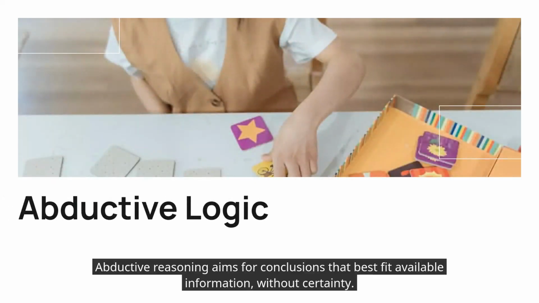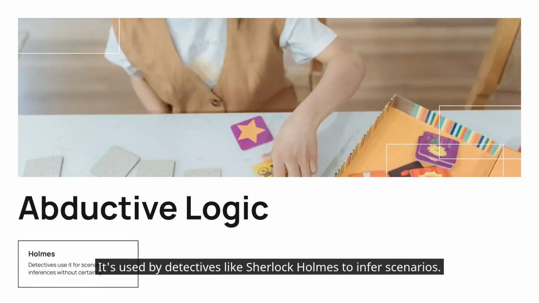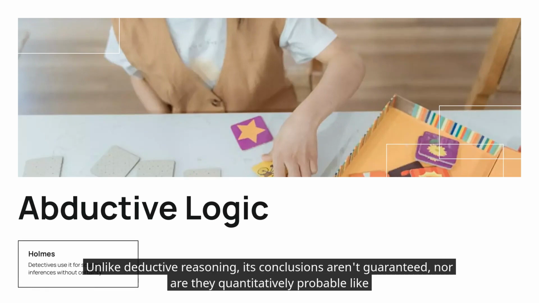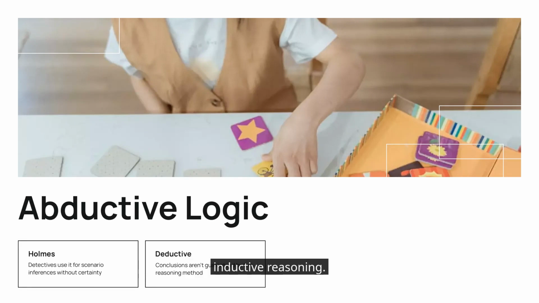Abductive reasoning aims for conclusions that best fit available information, without certainty. It's used by detectives like Sherlock Holmes to infer scenarios. Unlike deductive reasoning, its conclusions aren't guaranteed, nor are they quantitatively probable like inductive reasoning.